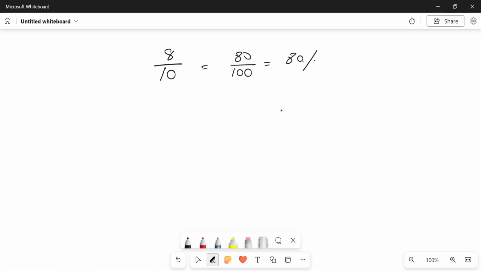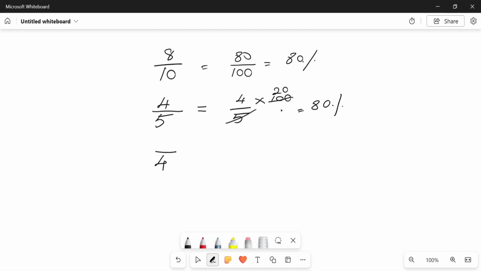For example, out of 5 questions, you got 4 correct. So, your percentage marks is, out of 5, 4 into 100. You know, you can divide 100 by 5, 20. So, 80%.